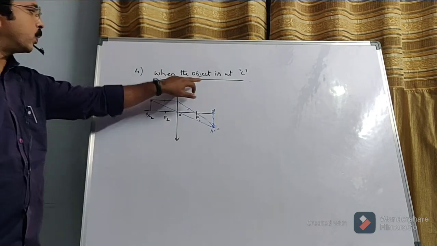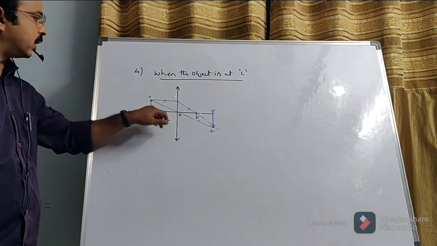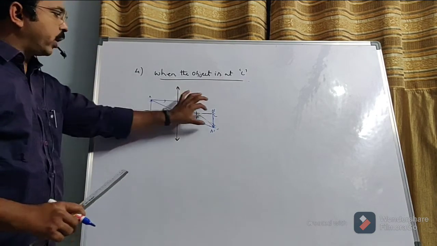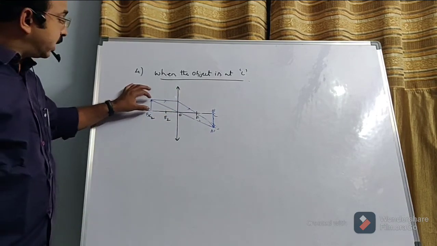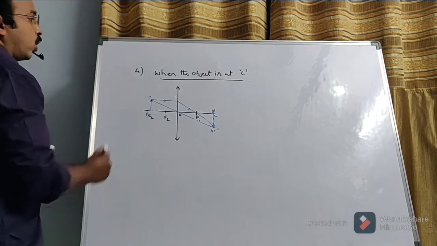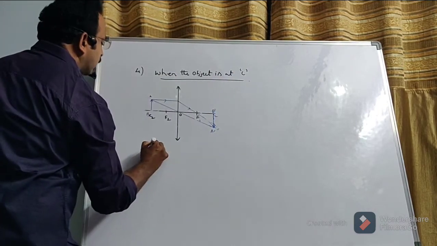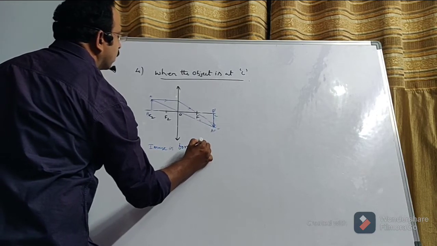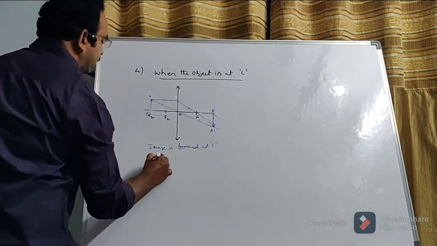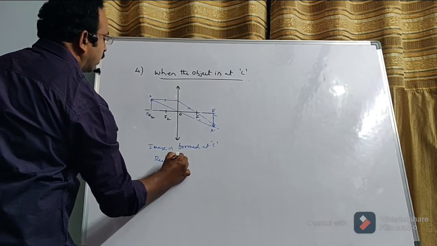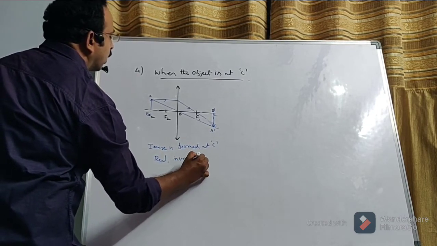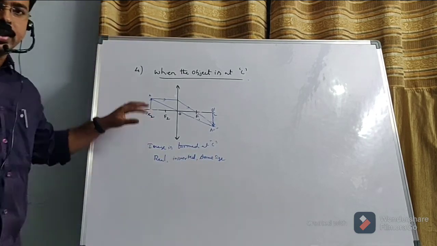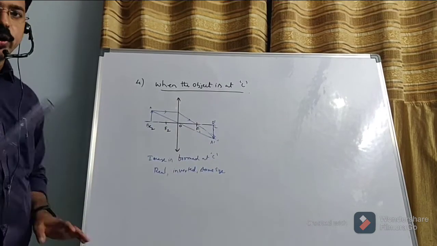Okay, look here. When the object is at C, where is the image formed? The image is also formed at C only. If you refer dimensionally also, it will be of the same size. So we can write down that when the object is at C, the image is formed at C. How is it? Real, inverted and same size. Same size means neither bigger nor smaller, having the same size. Are you understanding very clearly?